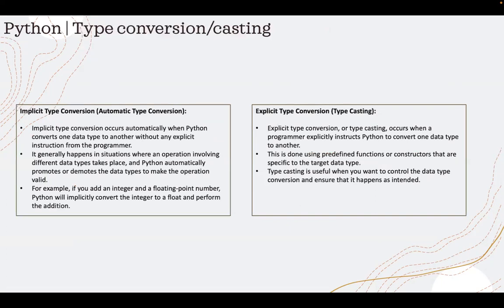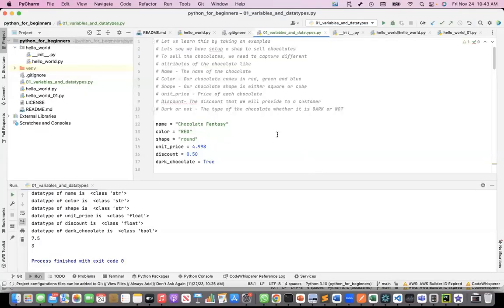And then I briefly touched upon implicit type conversion and explicit type conversion. We'll see an example of that as well, right? Implicit type conversion occurs automatically when Python converts one data type to another without any explicit instruction from the programmer. But explicit type conversion is where you can say, okay, this is coming as a string, but I want to typecast it to an integer, right? So we can do that typecasting as well, and we'll see how we do that. So let's go to our Python IDE now, the PyCharm IDE, and look at each of these concepts.